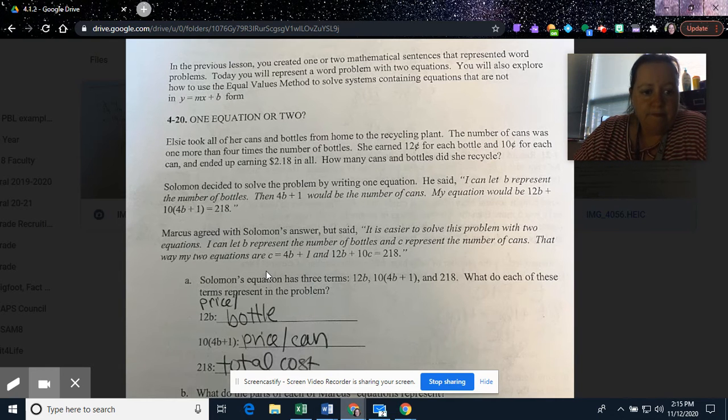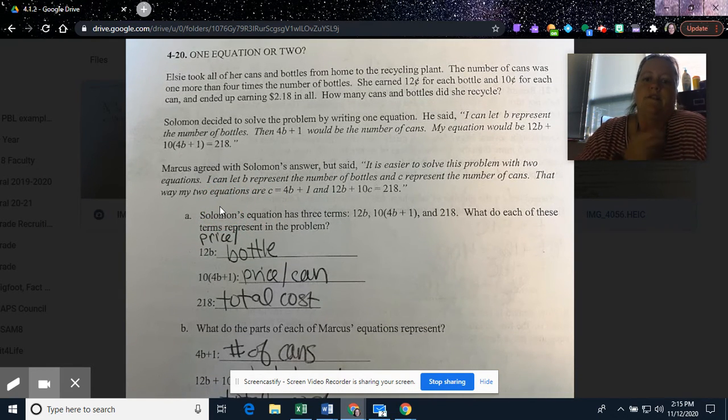So Elsie took all of her cans and bottles from home to the recycling plant. The number of cans was one more than 4 times the number of bottles. She earned 12 cents per each bottle, 10 cents for each can, and ended up earning $2.18 in all. How many cans and bottles did she recycle?